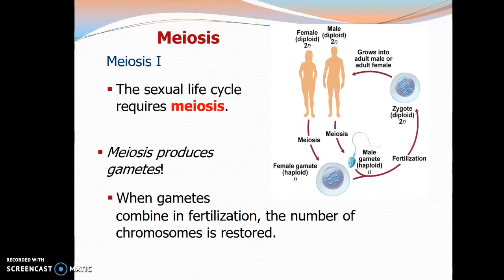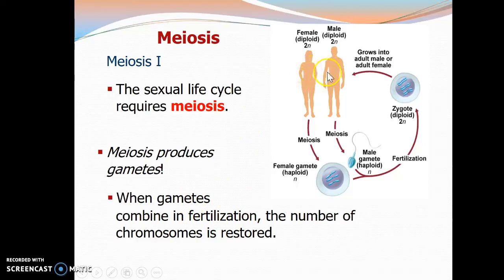All right, so the sexual life cycle requires meiosis, and meiosis produces gametes, which are sex cells. And when gametes combine in fertilization, the number of chromosomes is restored. So where are we? Okay, so I just answered question 8A on your notes organizer. That number is restored during fertilization.